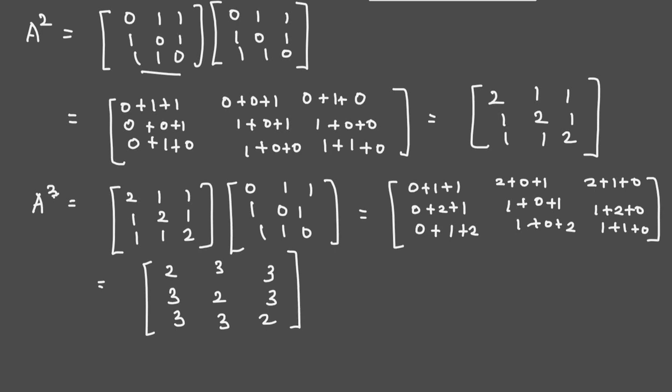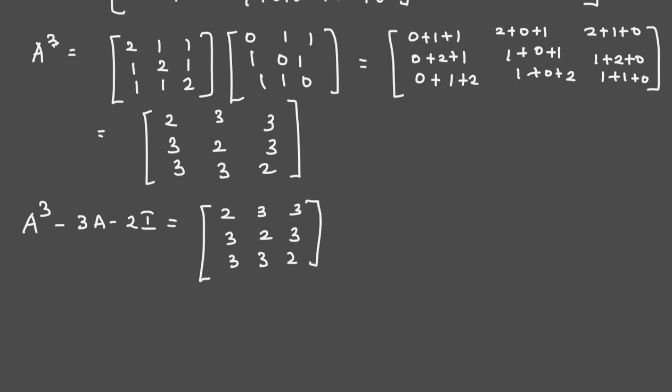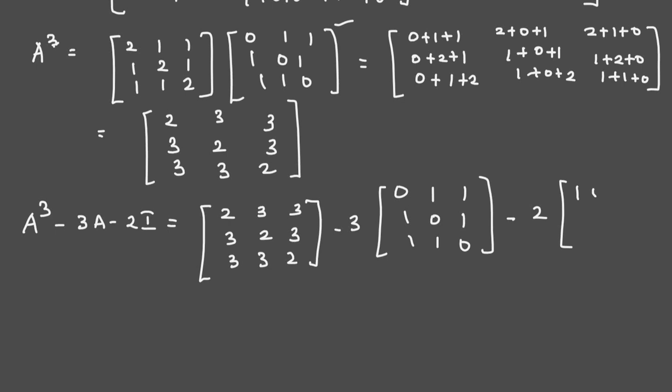Next we are going to find the value of A cube minus 3A minus 2I. So we are going to find the value of A cube minus 3A minus 2I, which is equal to A cube, whose value is known to us: 2 3 3, 3 2 3, 3 3 2, minus 3 times the A matrix. So the A matrix is 0 1 1, 1 0 1, 1 1 0, minus 2I. So 2 times the identity matrix 1 0 0, 0 1 0, 0 0 1.